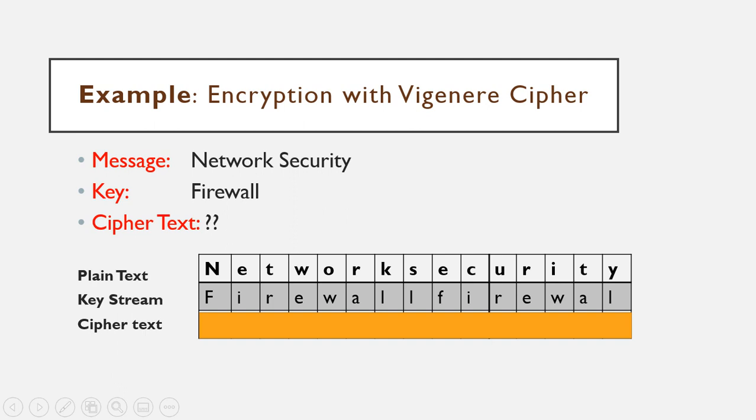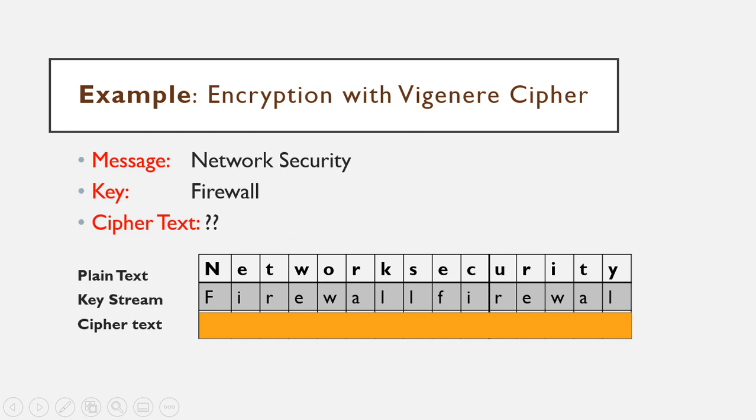Again, in order to elaborate in a detailed way, I have just produced a table. Another thing is that in Vigenère cipher spaces are not counted, so you have to remove the spaces from the message and then perform the conversion. So here you can see network, and there is no space, and there is security.